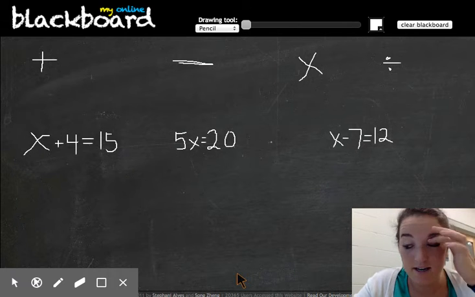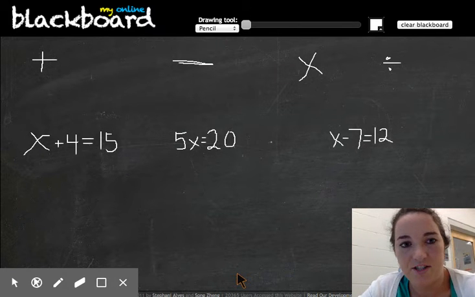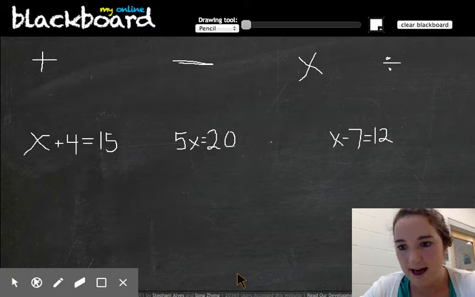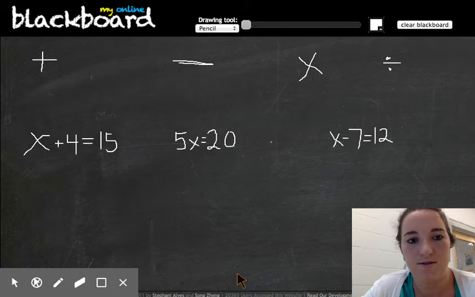Hi, Princeton Tigers. We're going to be reviewing one-step equations again, and then you'll be working with Miss Mack during the last part of class to review two-step equations.